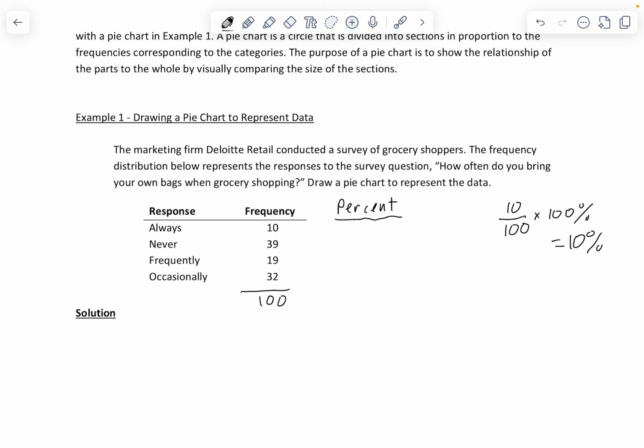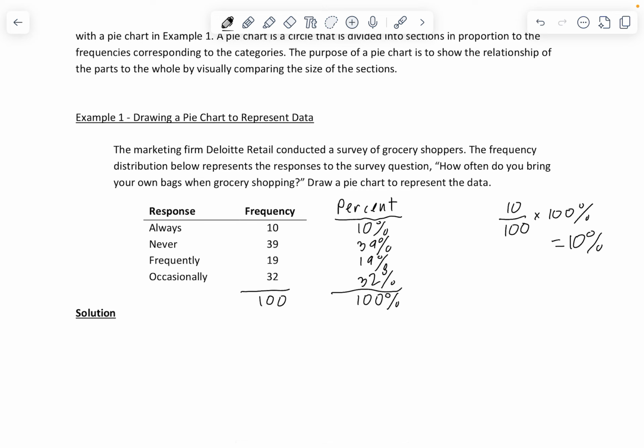When the denominator is 100, it makes the calculation fairly simple, right? 10 out of 100, 10 over 100 is just 10%. So this one is 10%. The next one will be 39%, 19%, and 32%. Okay? And my percents need to add up to 100% as well.